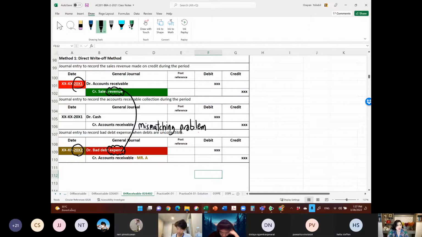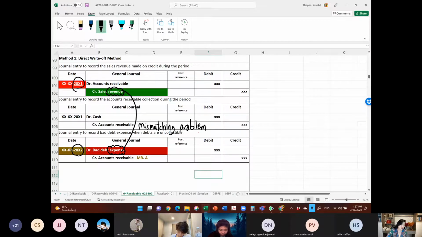So what is this mismatching problem? You record revenue in year one, but you record expense in some other year, right? And the expense here is closely related to the revenue. They should be recorded in the same period. But in this case, they are in different periods. So we don't really like this in accounting. With this problem of mismatching, we will not use direct write-off in our recording.